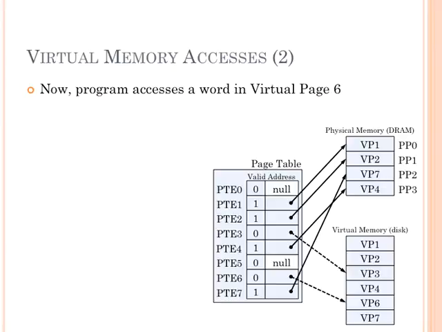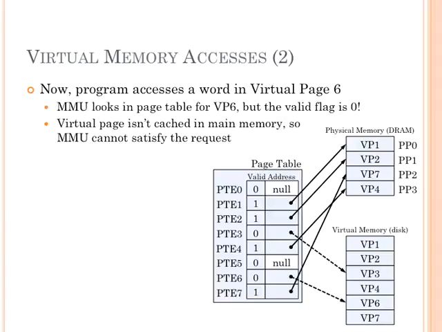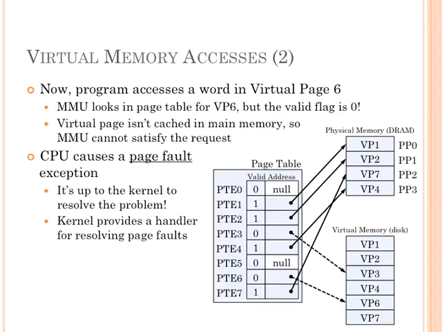Now, if we had a situation where it accesses a word in virtual page 6, you can see it's a little bit more complicated. The MMU says, okay, I'm going to throw away the offset. That tells me that I'm in virtual page 6, so it goes and looks at PTE 6, and it says, uh-oh, the valid bit is 0, so I'm not able to actually do this address translation. Operating system, help. It says, I need help. It goes ahead and triggers a fault to say that it needs help. And so this is a page fault.